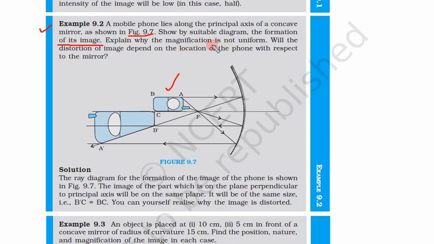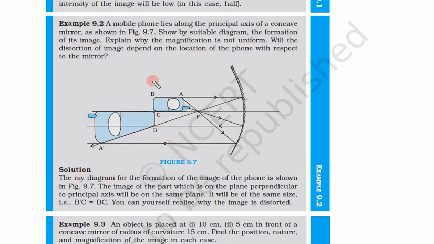So definitely there will be non-uniform magnification, as in this image you can see that the width of the mobile is the same everywhere, but here in the image, here it is much larger and here it is much smaller. So the width is non-uniform, hence magnification is also non-uniform. Will the distortion of the image depend on the location of the phone with respect to the mirror? Also we have to tell whether this distortion, called distortion because the width is not equal, is because of the location of the phone, or there are some other reasons. So we have to solve this.